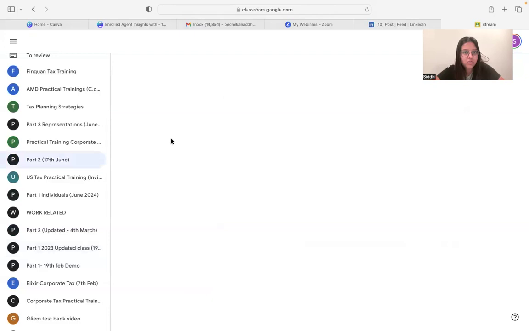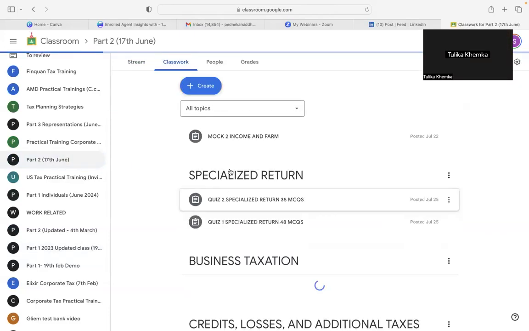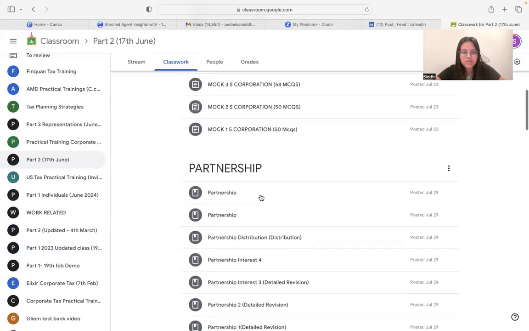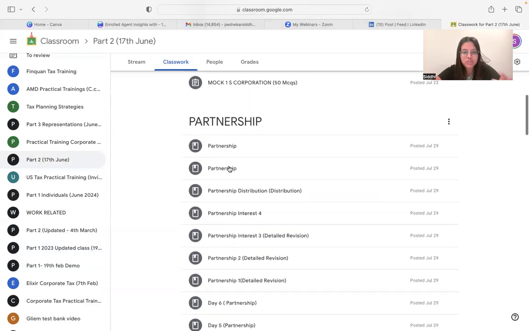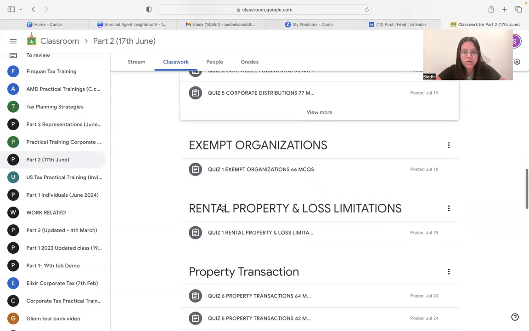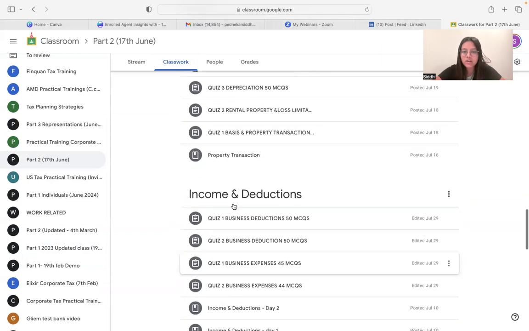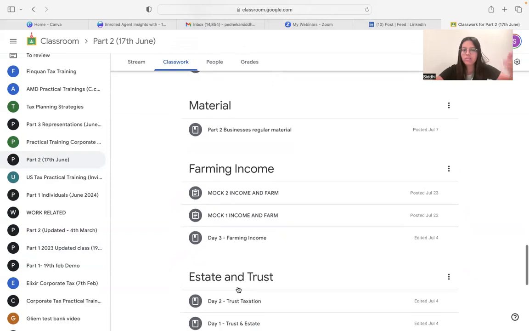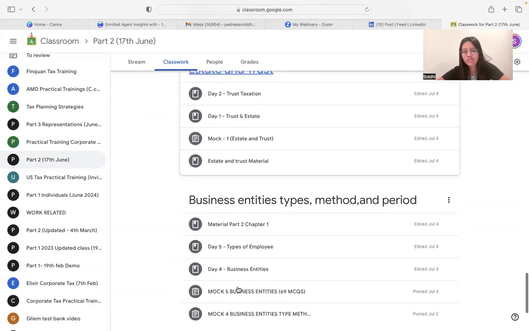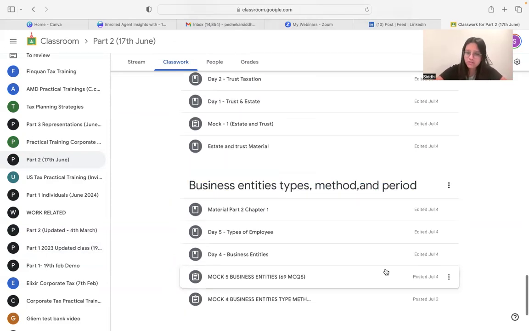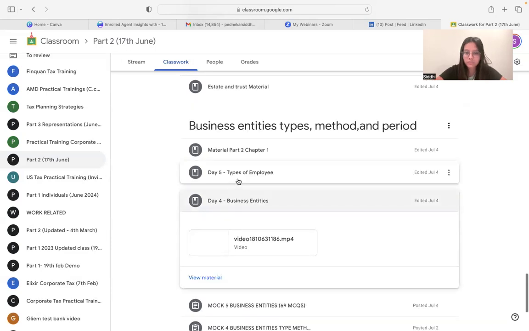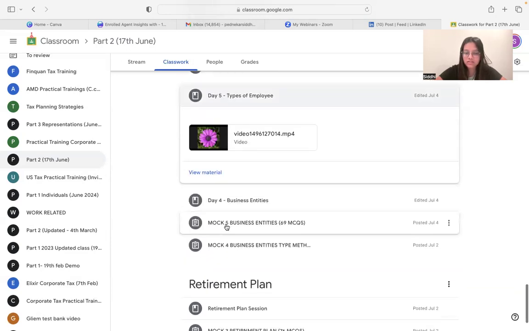Let me show you part 2. Part 2 will look something like this. So partnership, S Corp, our major chunk is the C Corp, exempt organization, rental property. This is property transactions, incomes and deductions. All topic wise you will find it. This is the first chapter. These are the mocks which we will be keeping, MCQs, and these are the lectures. So this is the lecture, this is the lecture, and this is the mock.